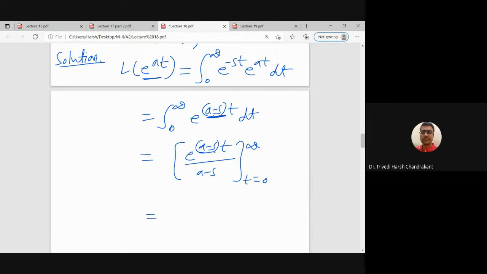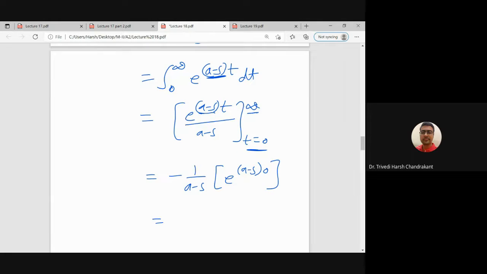Yeah, so whenever the number is negative and we substitute the infinity limit, it turns out to be 0, right? Again, it is like an e power minus infinity type of term. So the first term, when we substitute t as infinity, will be 0, and when we substitute 0, it will be minus 1 by a minus s times e power a minus s times 0. So that will be nothing but 1, so it is 1 upon s minus a, right? Basically what we are using here is that s is greater than a, so s minus a is positive.